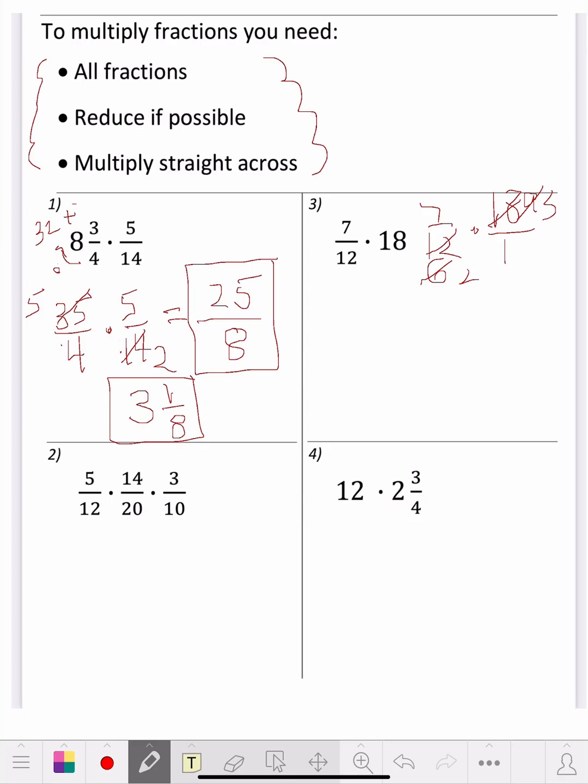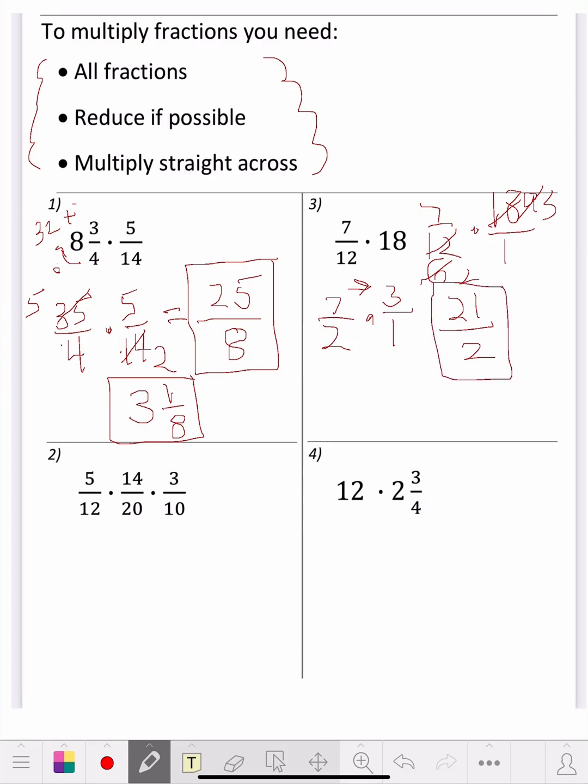So what I got now is 7/2 times 3/1. Can I reduce that any further? I don't think so. So let's just multiply straight across, okay? We multiply straight across. We got 7 times 3 is 21/2. And that's my answer.